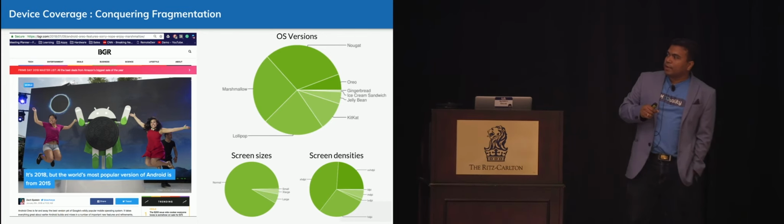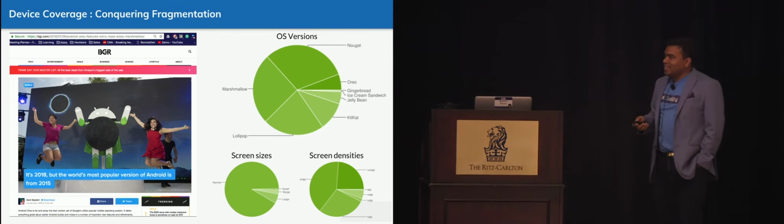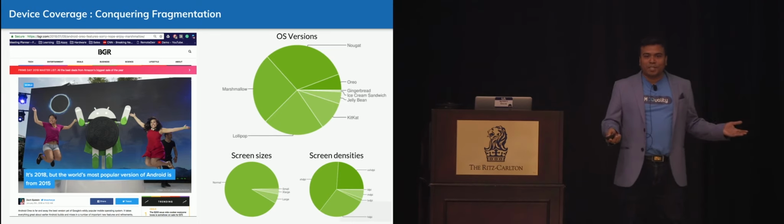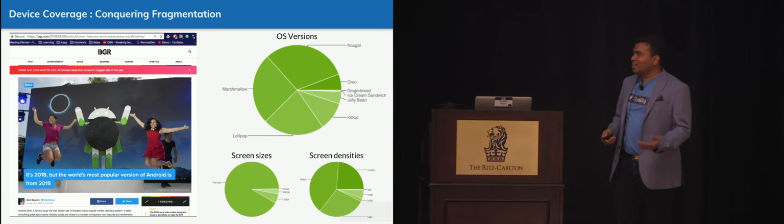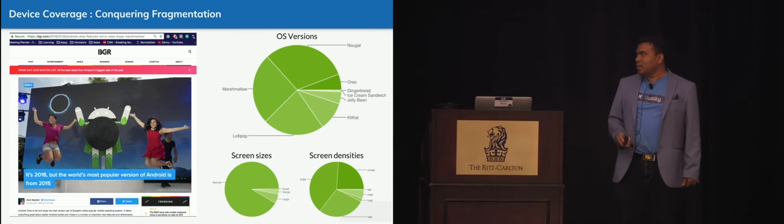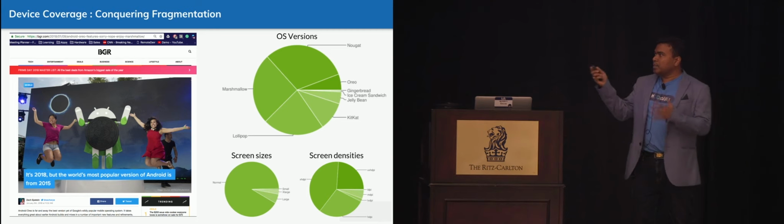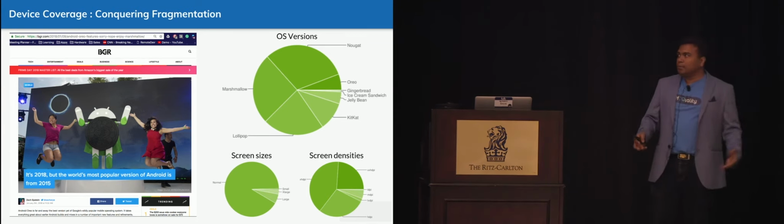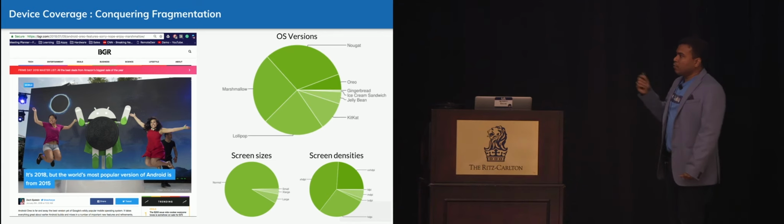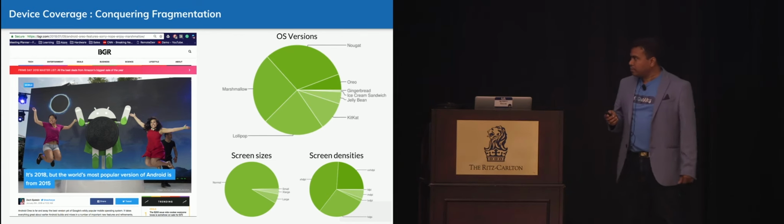And on the left-hand side, there's an article which says that we are in 2018, but the most popular Android version is from 2015. So that's the pain of testing. We have to support older devices as well. But keeping this in front allows us to slice and dice and then select devices based on the different criteria of OS version, screen sizes, and densities.